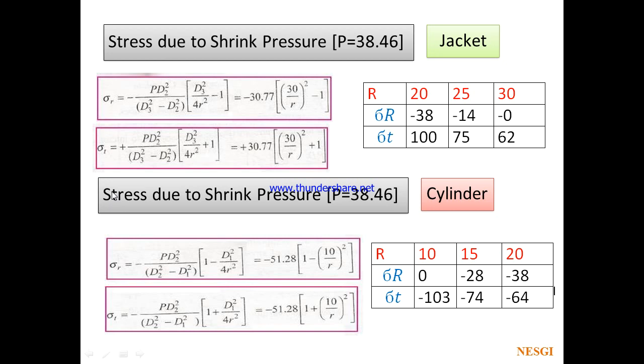So first let us see the stress induced due to shrinkage pressure. So it is for jacket and it is for the cylinder. First let us see for this cylinder. So this is the radial stress equation, already you know, and this is the tangential stress equation.